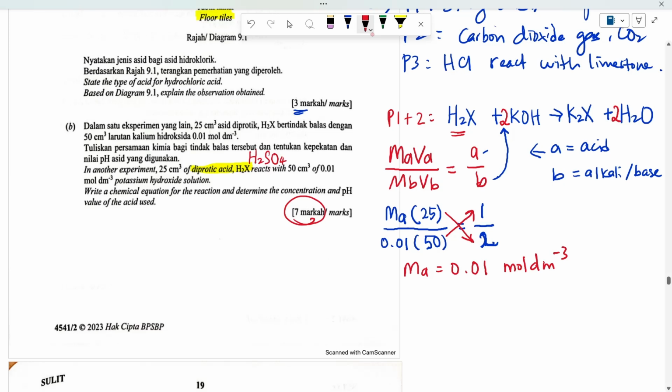Now class, there is one thing that is tricky here. If MA, the sulfuric acid or H2X, is 0.01 mole per cubic decimeter, the question asks you to find the pH, right? So what is the formula to find the pH? pH is negative log concentration of hydrogen ions. Do we use the concentration of the sulfuric acid here, 0.01 mole per cubic decimeter? Yes or no? No, why?